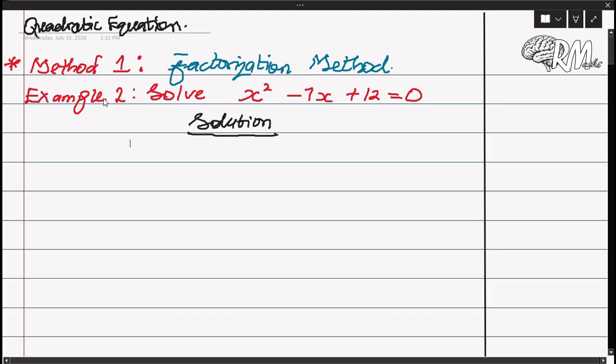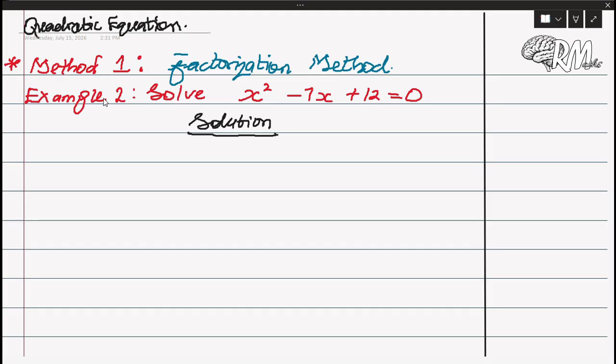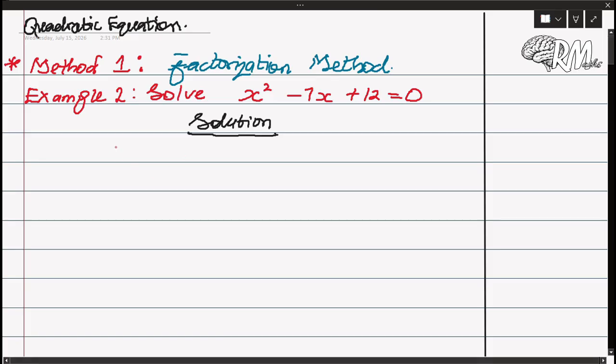Now, still under the factorization method, example 2: solve x squared minus 7x plus 12 equals 0. So solution: we have x squared minus 7x plus 12 equals 0. Now we're going to think of two numbers that when we multiply them it gives us 12, and when we sum them up it gives us minus 7.